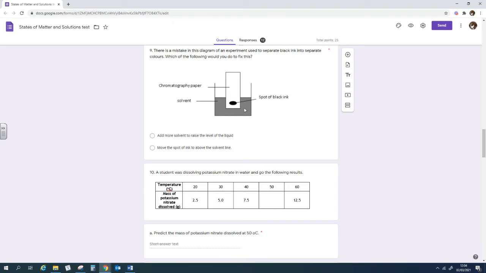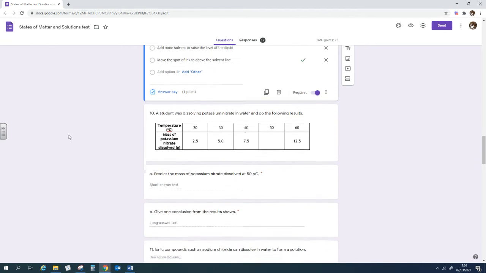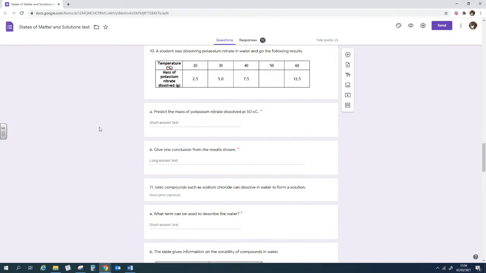In this case, the dot is too low down. It's under the line of the solvent, so it's just going to dissolve the black ink into the solvent. We want to raise it above the line of the solvent. Here, predicting the mass of potassium nitrate at 50 degrees, that will be 10 because it seems to be going up by 2.5. A conclusion from the results: every time the temperature increases by 10 degrees, an additional 2.5 grams of potassium nitrate can dissolve.